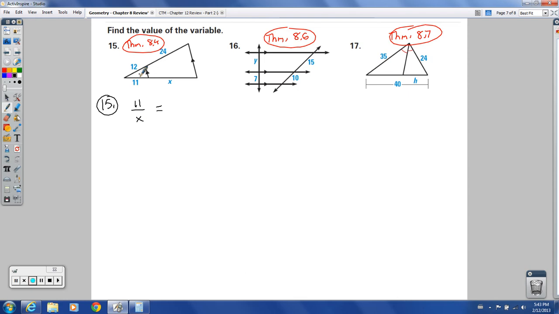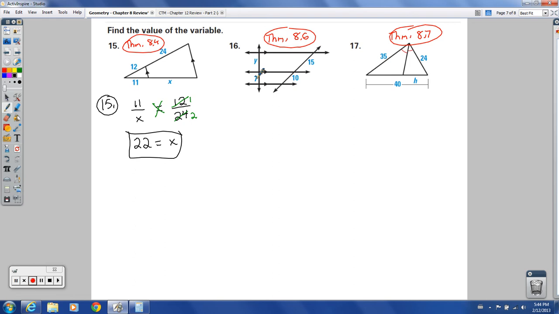11 over x would be related in the same way as 12 is to 24. So 12 over 24. You might notice that, yeah, that's 1/2 here. So whatever this is has to be 2 times bigger. Yeah, that's okay to do that. You could reduce first. So why don't I do that here? I could say this is 1 over 2. Makes the math a lot easier to do. You're going to have 11 times 2, 22, equals x times 1 equals x. So x equals 22 when you do that.